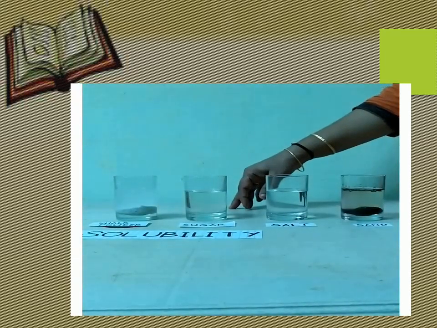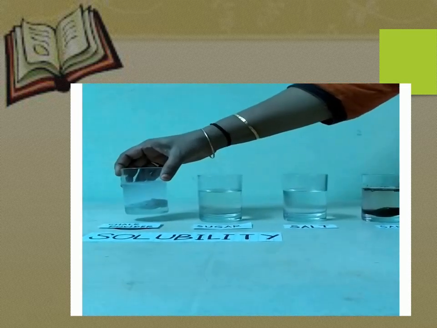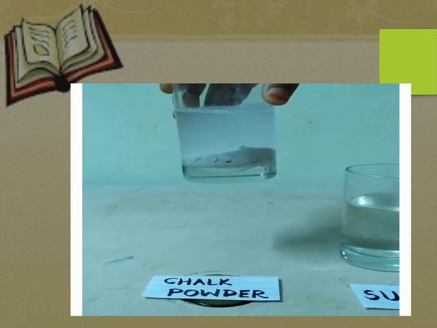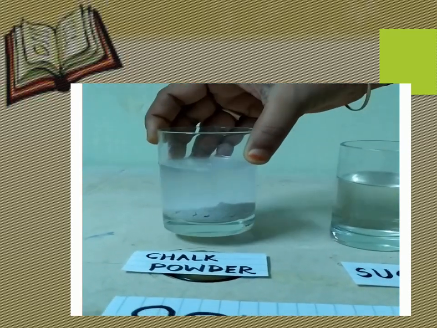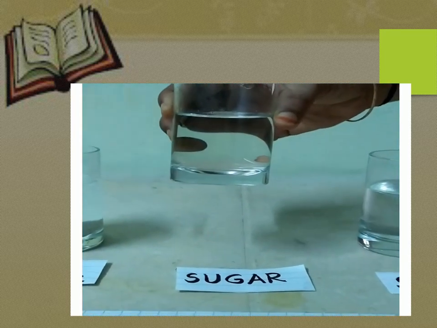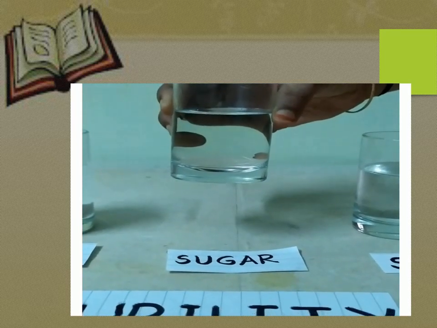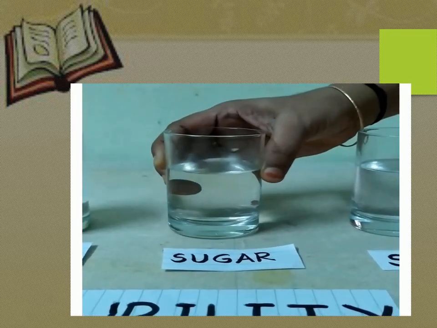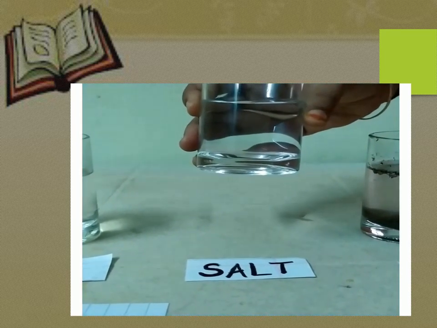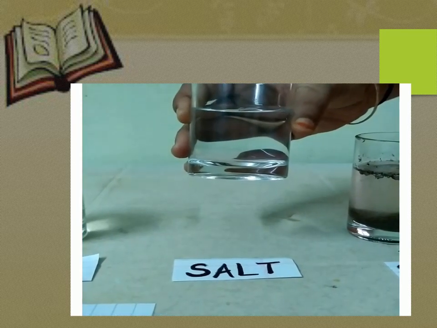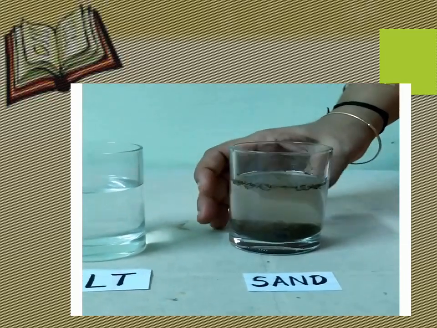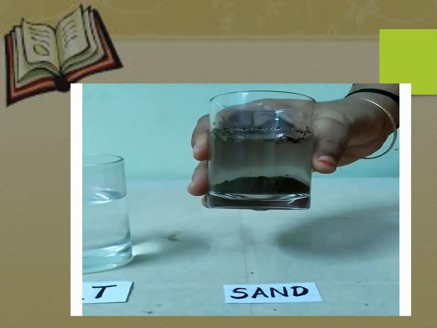After a few minutes, we can see the changes. First, with chalk powder, you can see it is not dissolved and it has settled down at the bottom of the glass. And when we check with the sugar tumbler, you can see the particles are not visible and they have dissolved fully. Similarly with salt, particles are also not seen and they have dissolved fully. And you can see for sand, it has settled down.